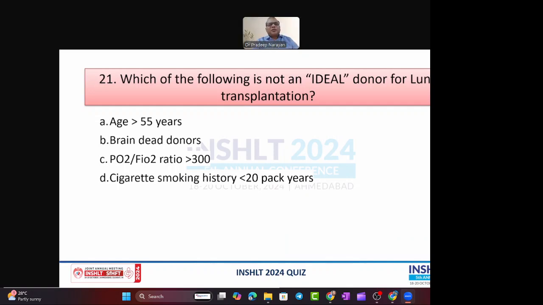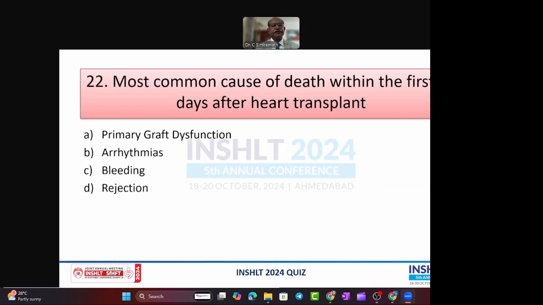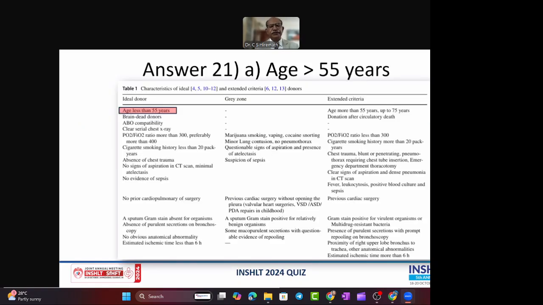Which of the following is not an ideal donor for lung transplantation? So again, it's a very straightforward question. I think the only answer here was age more than 55 years, because less than 55 years is the ideal age. Go to the previous slide, please. Yeah, please go ahead, sir. Yeah, so obviously the person has to be brain dead, and you don't want a smoker giving their lungs to a recipient. So this is a whole list of ideal donor criteria. There are some borderline zones as well, but I think this question was actually very simple. I think most of you would have got it right.